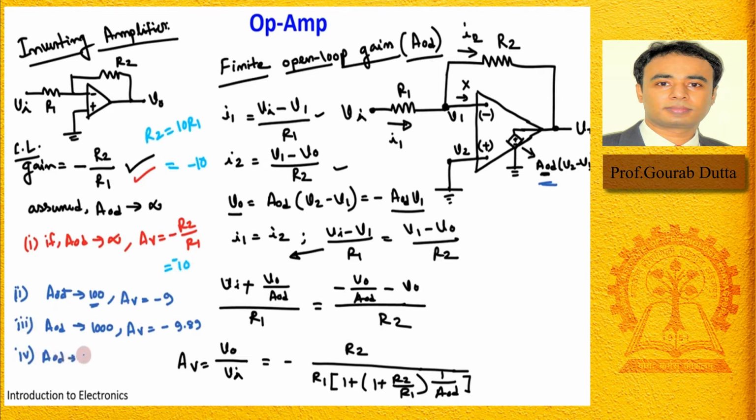Suppose you consider the gain to be 10 to the power 5, which is nothing but 1 lakh. We have also seen in the last class that the open loop gain of this op amp is generally in the range of 1 lakh or even higher than that. So in that case, the overall gain of the circuit will come out to be 9.998. So you can see now it is very close to that of this ideal scenario. And this open loop gain is not difficult to achieve for a practical op amp.